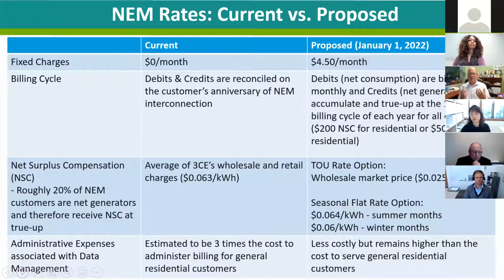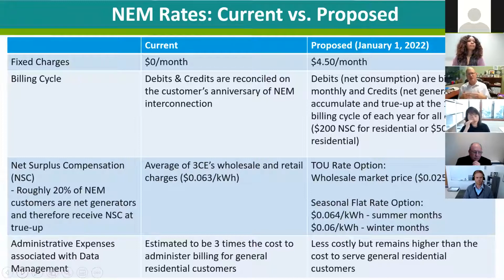2022. So probably the biggest change is that 3C is implementing a fixed charge. Right now, there is a $0 per month fixed charge, and again, this applies to everyone. And we're proposing $4.50 per month as a fixed customer charge. Now, the reason for that is because 3C incurs a lot of fixed costs, and obviously a fixed charge helps recover some of that fixed cost and helps reduce some of the inequity between solar customers and non-solar customers.